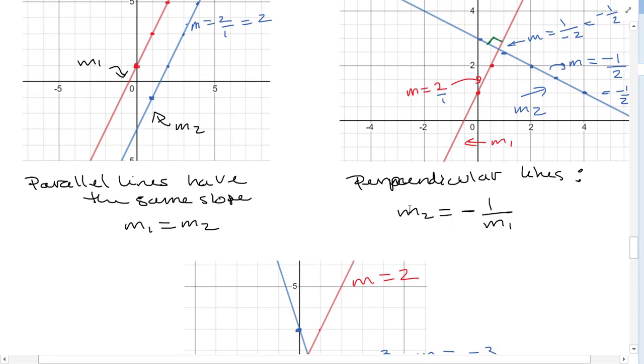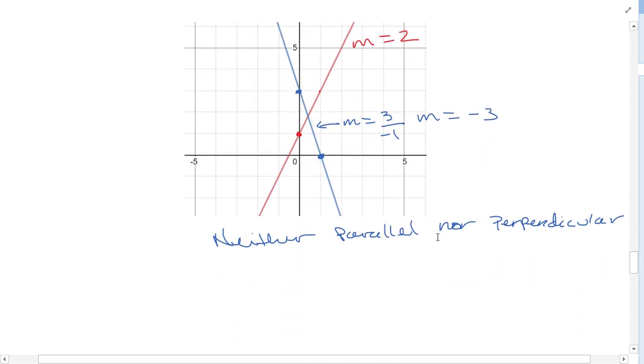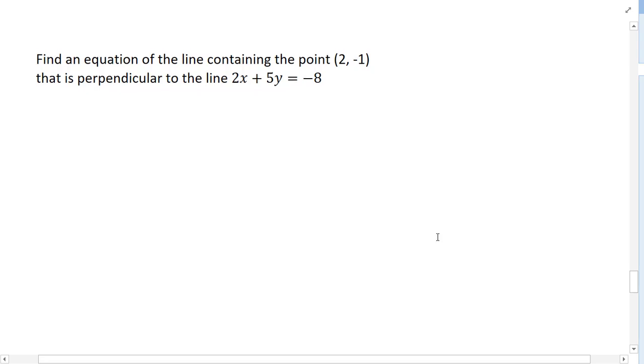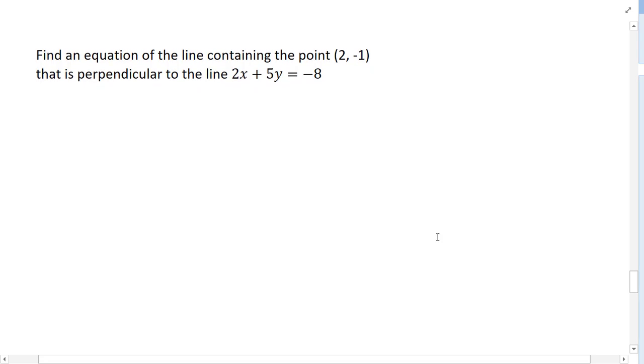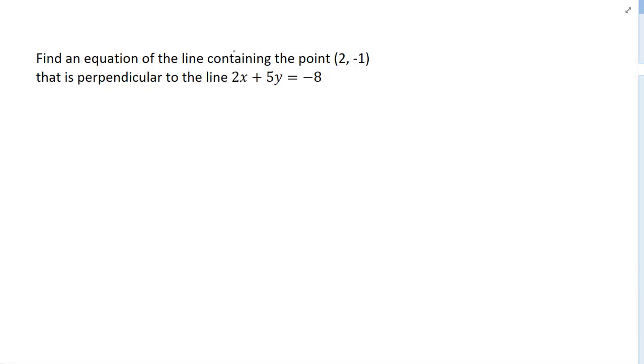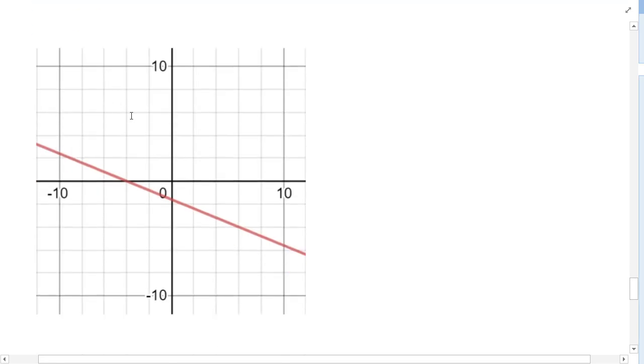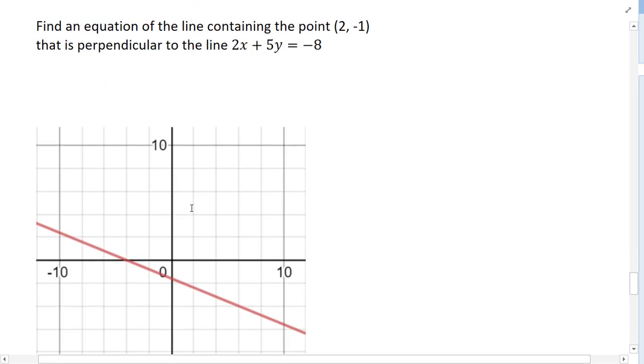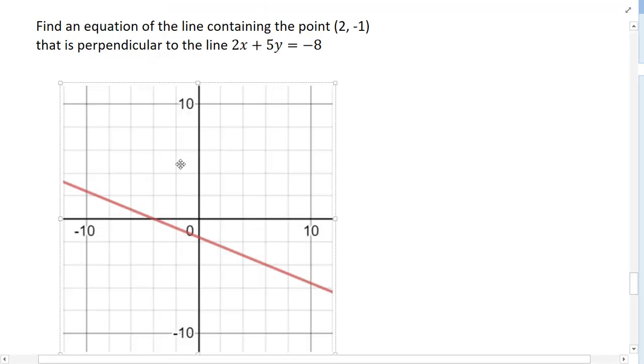And so how can we use this information to find equations of lines? Let's do an example. This one says, find an equation of the line containing the point (2, -1) that is perpendicular to this other line, 2x + 5y = -8. Okay, so what is going on here? So let's put in the line 2x + 5y = -8.